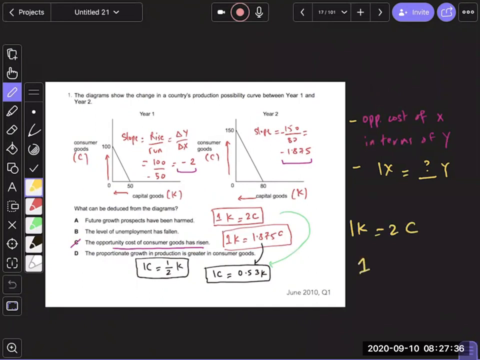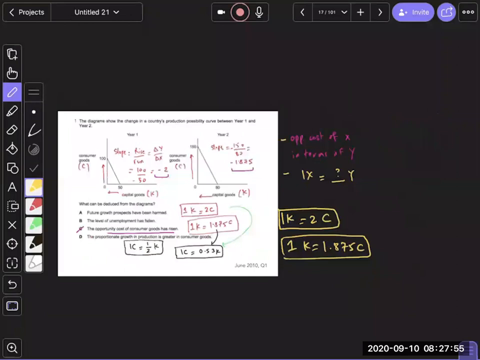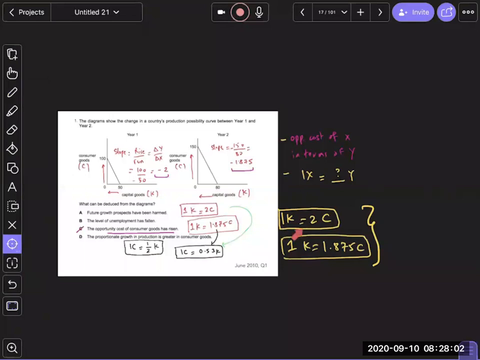Similarly, for one capital good, I'm losing 1.875 the next year. Okay, so I got myself these opportunity costs. Now I can express this: 1K is equal to 2C, so I'm expressing K in terms of C.